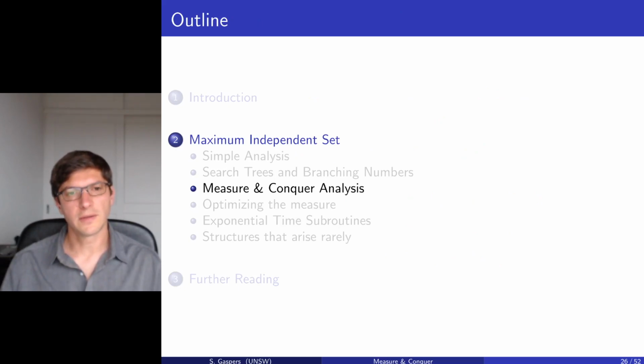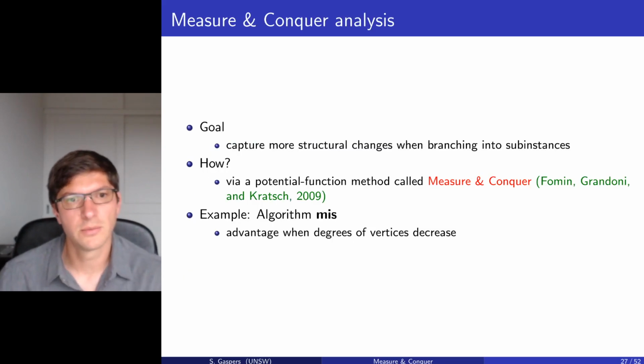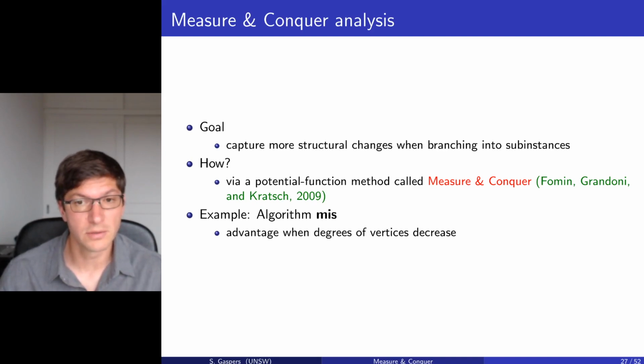Okay. So we can now start talking about measure and conquer. In measure and conquer, the goal is to capture more structural changes when branching into sub-instances. So far, we have only taken into account how the number of vertices, or the size of the instance, changes. But now we can go more fine-grained, and we can use any potential function to do the same kind of analysis.